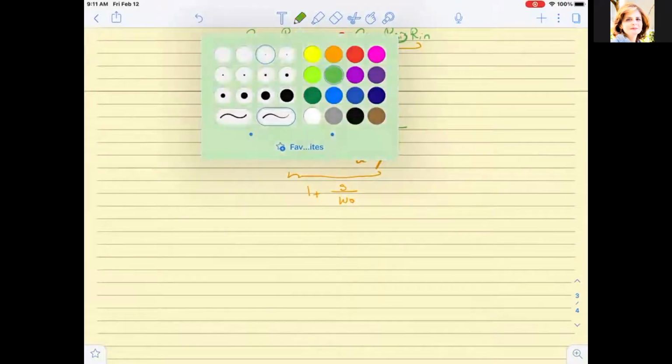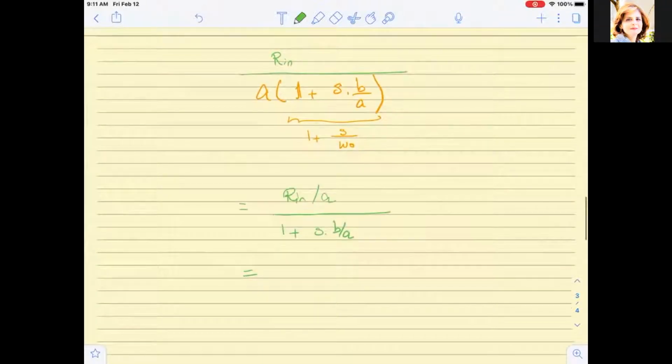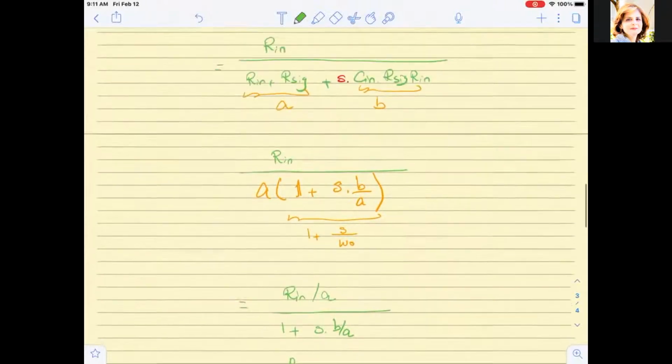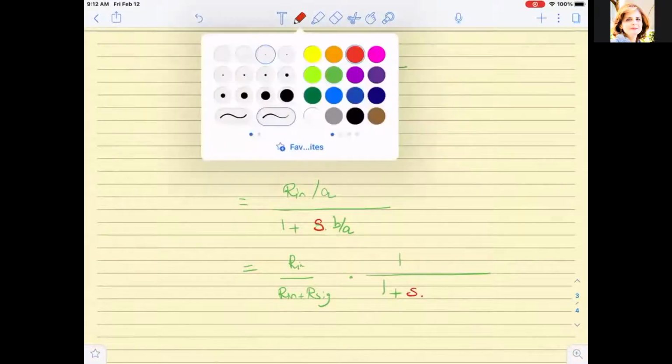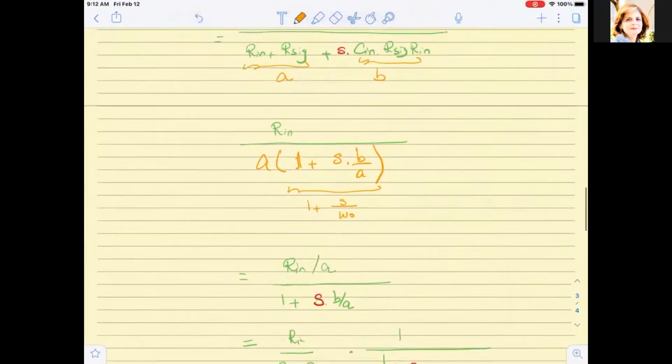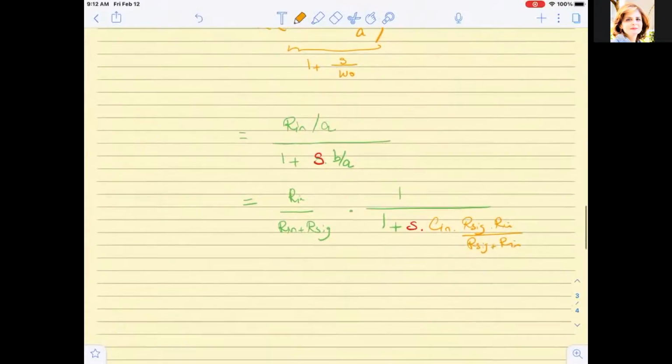So this expression, if I expand it, I will end up having Rn over A over 1 plus S times B over A. So this comes out to be equal to Rn over A, which was Rn plus R sig, multiplied by 1 over 1 plus, let us keep the S here, S times, and let us see what was the B over A. It was Cn times R sig times Rn, so this is Cn times R sig times Rn over R sig plus Rn. What is this quantity here?